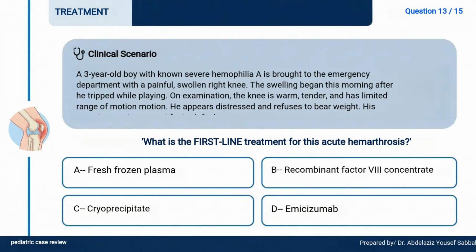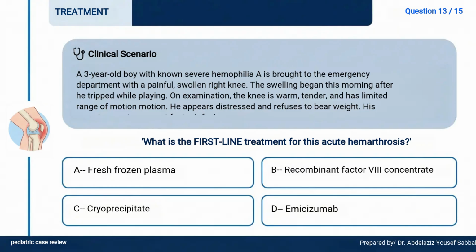Case 13. A 3-year-old boy with known severe hemophilia A is brought to the emergency department with a painful, swollen right knee. The swelling began this morning after he tripped while playing. On examination, the knee is warm, tender, and has limited range of motion. He appears distressed and refuses to bear weight. His parents report no recent factor infusion. What is the first-line treatment for this acute hemarthrosis?